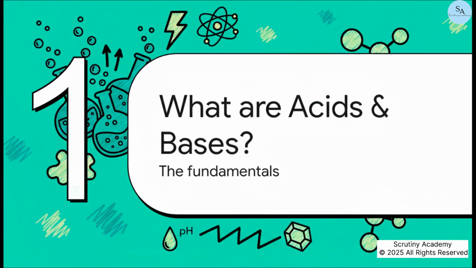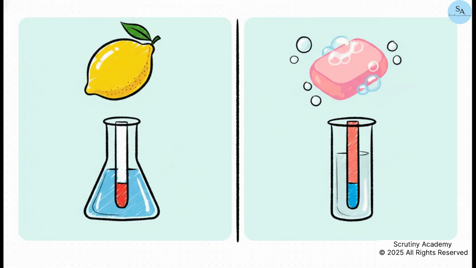All right, first things first, what are acids and bases? Let's nail down the fundamentals so you can spot the difference every single time, no problem. Okay, let's break down the key differences side by side. On one hand, you've got acids, like in lemons. They taste sour and have this cool party trick where they turn blue litmus paper red. On the other hand, you've got bases, like soap. They're usually bitter, feel kind of soapy or slippery, and do the exact opposite with litmus paper. They turn red litmus blue.